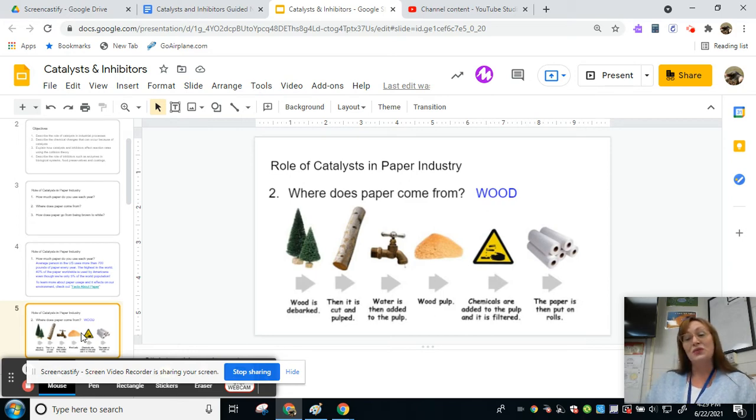But when we need paper, more and more demand for paper, we're cutting more and more trees. Luckily, we can replant them. They are a renewable resource. So the process to turn wood into paper is pretty involved.